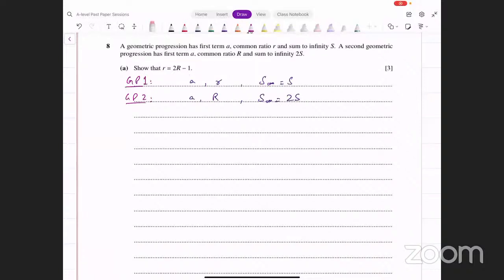अच्छा, now what we can do is we can use GP1 here and GP2 here. दोनों में sum to infinity का formula apply कर दें. Remember sum to infinity क्या होता है, sum to infinity is given by a over 1 minus r. Formula sheet में दिया होता है इस तरह से. Let's use that formula on each of these two GPs. First में क्या हो जाएगा, a over 1 minus r, that equals S, capital S. And the second one, you've got a over 1 minus capital R equals 2 times S.